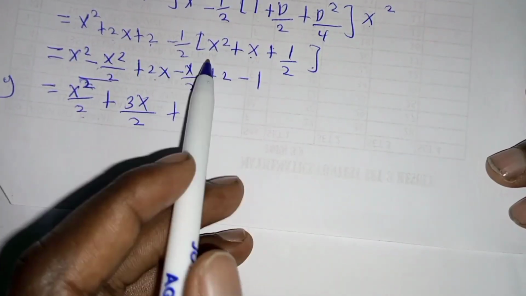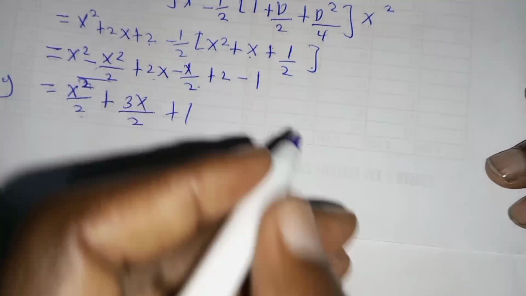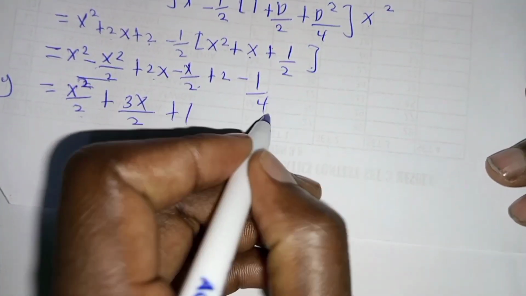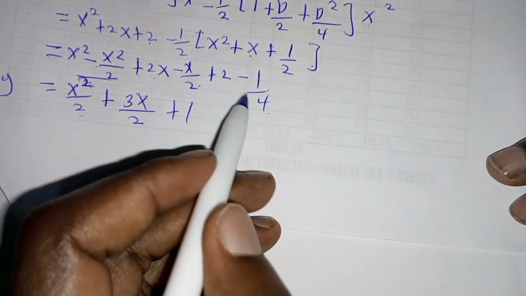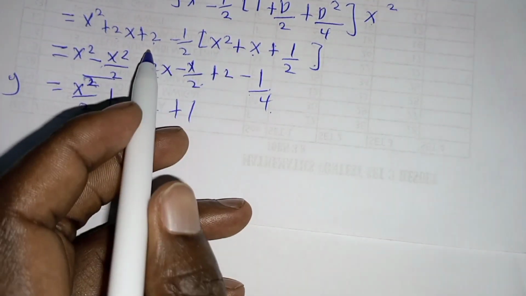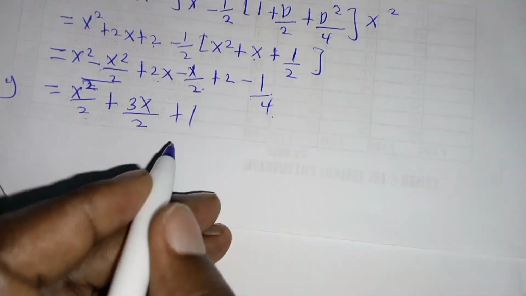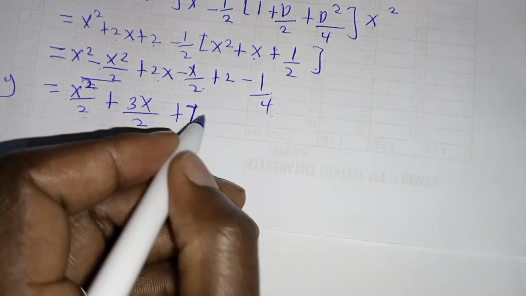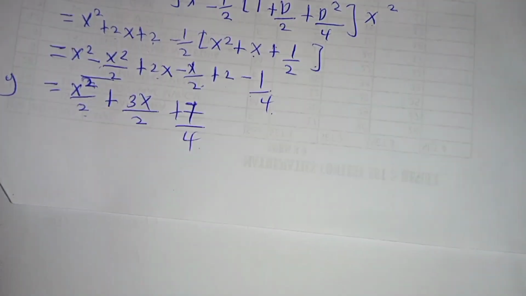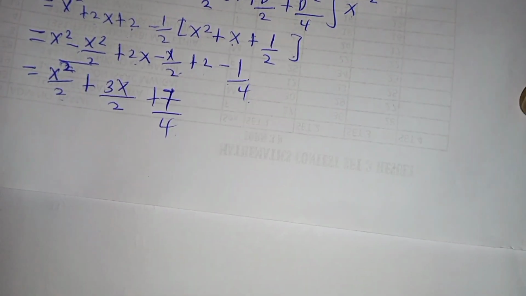You have half multiplied by this half here, which will give you 1 over 4. So here you have 2 minus that, which will give you 8. So this part here will be plus 7 over 4. Plus 7 over 4 when you simplify.